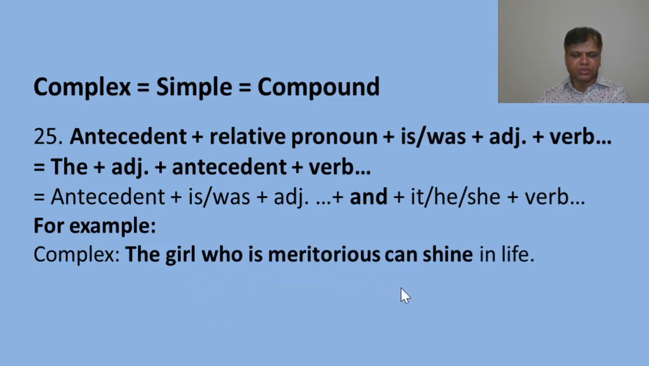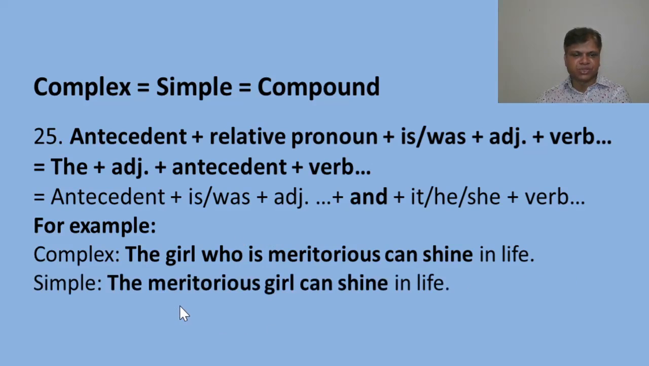The girl who is meritorious can shine in life. So the antecedent is the girl, "who" is the relative pronoun, "is" is a verb, and "meritorious" is an adjective, followed by the verb and the rest of the sentence. If you want to make it a simple sentence, the adjective, here "meritorious", then we have to use the antecedent, here "girl", then the verb and the rest of the sentence.